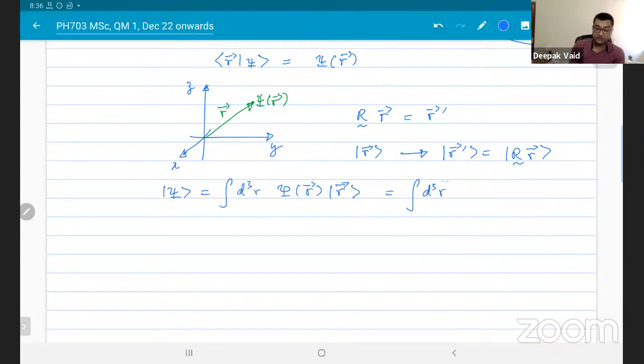The volume element will not change, right? This is d cubed r. Under a rotation, the volume element does not change. This is because the rotation matrices are orthogonal.